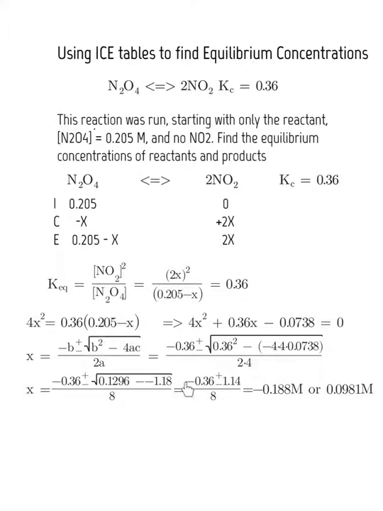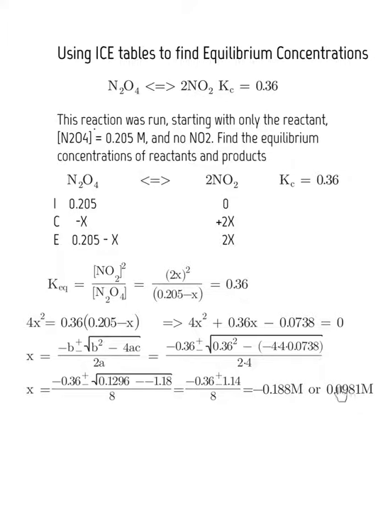Now, we can either subtract 1.14 from negative 0.36 or we can add it. Notice we're going to get two values, negative 0.188 molar and 0.0981 molar. We have to choose one of those two. And which one would you choose? Yeah, I'm sure you guessed right. So we cannot have a negative molarity, so this value doesn't work. And this value would work because it's a positive value. So this is the value of X.